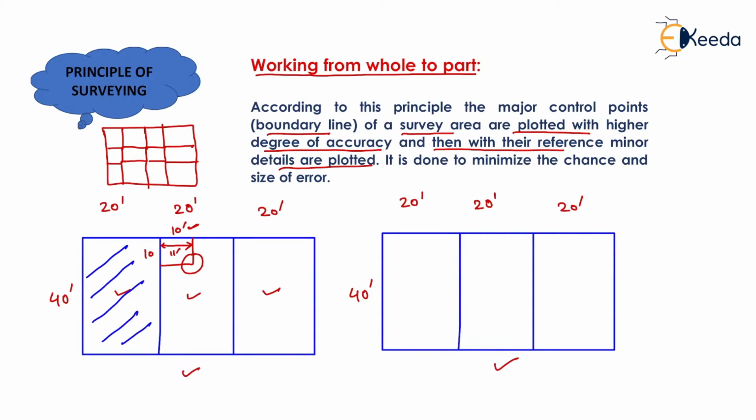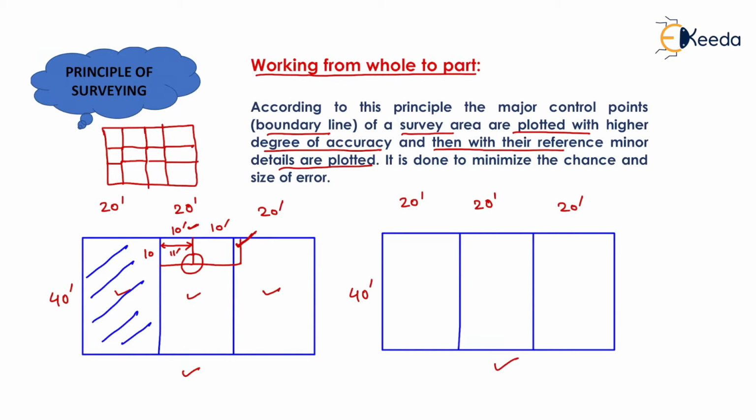Now he has plotted the other room also, that is 10 feet into 10 feet, and he will enter the neighbor's property. So he will now enter the property of the neighbor, for which he has to pay compensation for entering into the property of the neighbor.